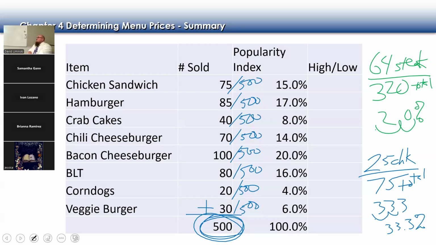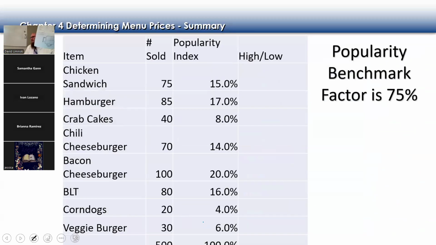Okay. What is our highest popularity percentage? The bacon cheeseburgers at 20. What is our lowest? Corn dogs. Okay. That's easy. But how do we figure out the other 6? Which one is high? Which one is low? Okay. Go ahead and flip your page over to the back and let's talk about this.